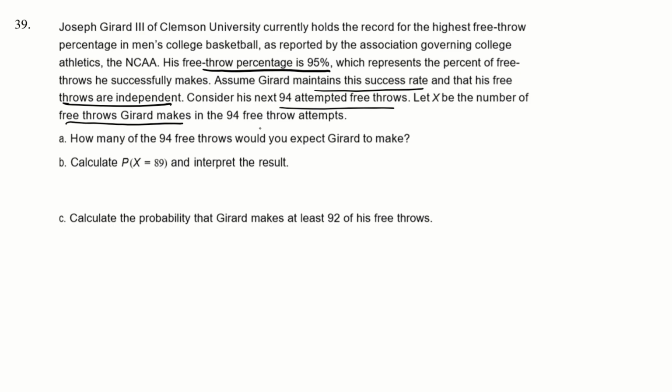Okay, so it satisfies binomial. Either he makes it or not. Each throw is independent of the next. The probability of success is the same. The number of trials is n equals 94. So we can calculate this, all right?